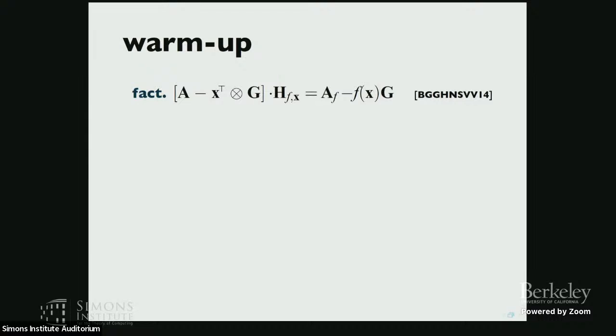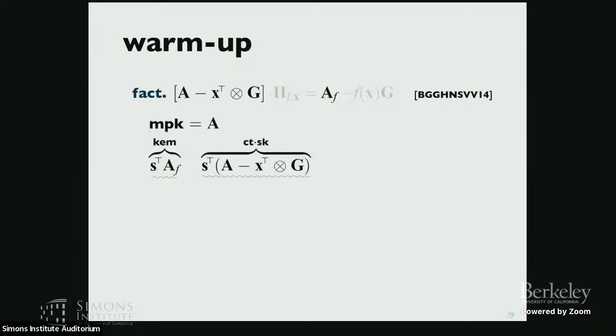This expression says that, roughly speaking, starting from a very wide matrix A, you can derive some matrix A_F that depends on your circuit F. And then with this expression, you can recode A minus X tensor G to A_F minus F(X) G. So the starting point of the construction is the following. Our master public key is going to be A. So the width of A is going to grow with the length of X. And we're going to put A_F into the CAM. And we're going to put A minus X tensor G into some combination of the ciphertext and secret key.